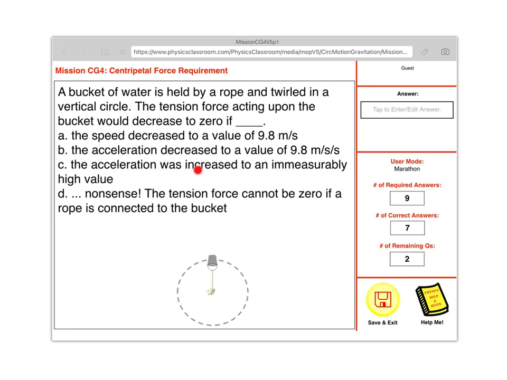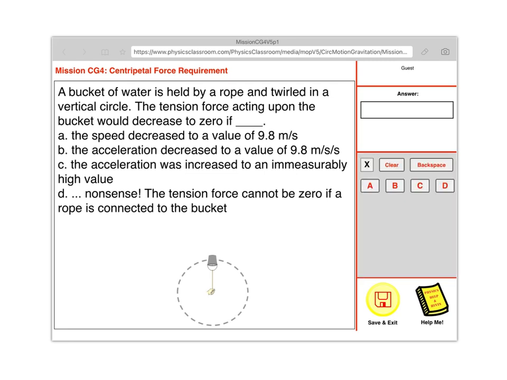In the case where the acceleration decreased to exactly the value of gravitational acceleration. So the answer for this one will be B. This is a little tricky. Think about it. See if you can convince yourself that the tension force, the faster you go, the bigger the tension force is. And as you slow down, just when there's still enough speed that it's not going to fall, that's where the tension force goes to zero. B.